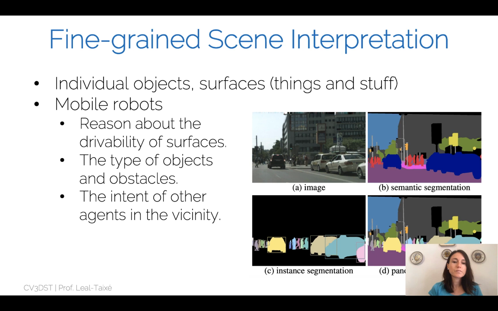And also, finally, and this is not done through panoptic segmentation, but more through tracking and through trajectory prediction, as we will see, we also need to allow robots to understand or to predict the intent of the agents in the vicinity. For example, whether a person is going to cross the path of the robot or not. So understanding the scene around us through panoptic segmentation is one of the pillars actually of mobile robot vision.